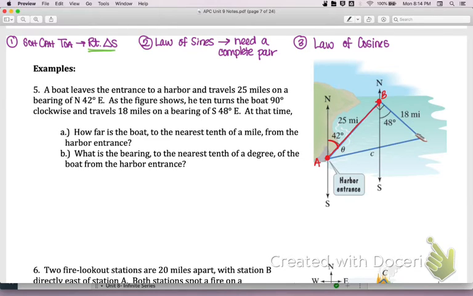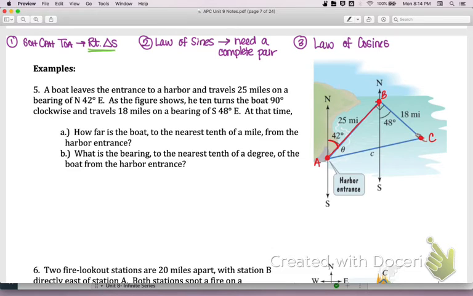They turned the boat 90 degrees, which is why we know that that is a right angle. And they went at a bearing this time of south. So we need our north-south line there. So they went below the dot B, 48 degrees, and that's how we get to there. And so the boat has ended up here at C.